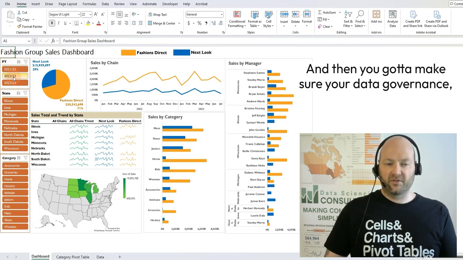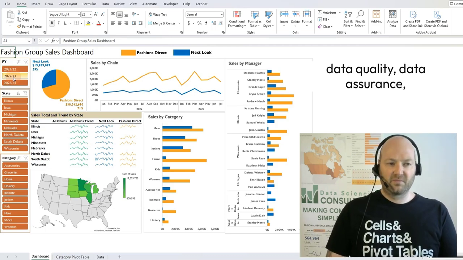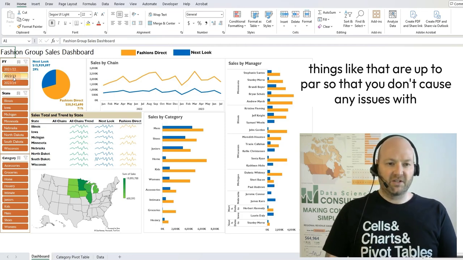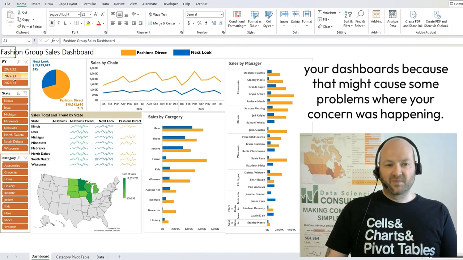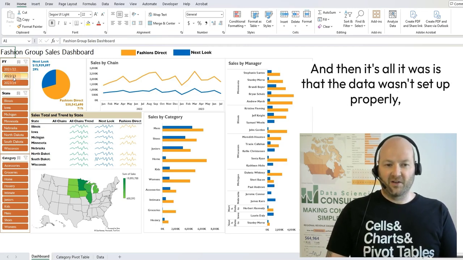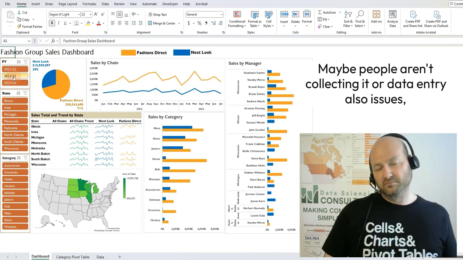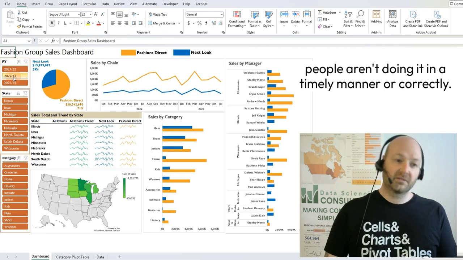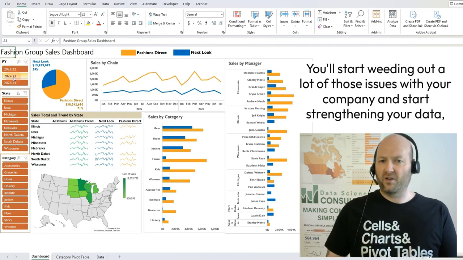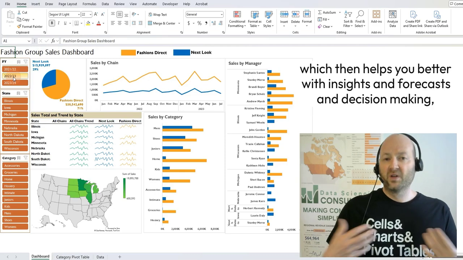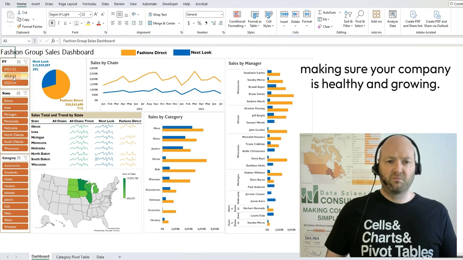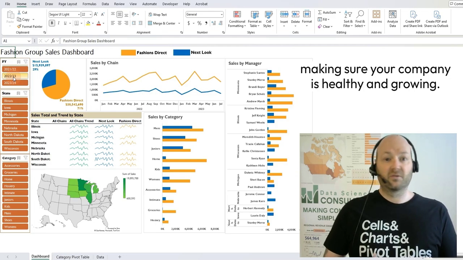And then you've got to make sure your data governance, data quality, data assurance, things like that are up to par, so that you don't cause any issues with your dashboards, because that might cause some problems where you're concerned about what's happening, and then all it was is that the data wasn't set up properly, wasn't being imported, maybe people aren't collecting it, or data entry issues, people aren't doing it in a timely manner or correctly. You'll start weeding out a lot of those issues with your company and start strengthening your data, which then helps you better with insights and forecasts and decision making, making sure your company's healthy and growing.